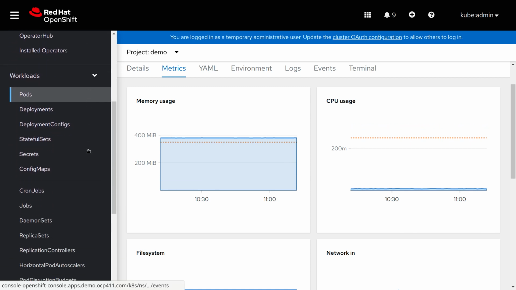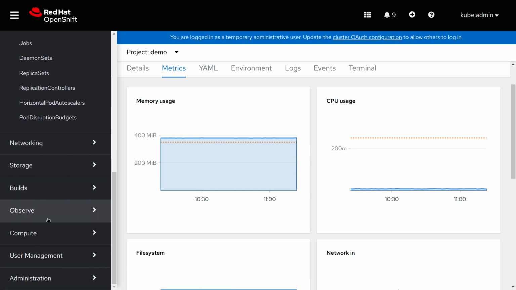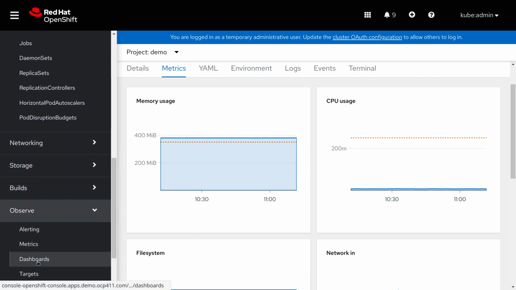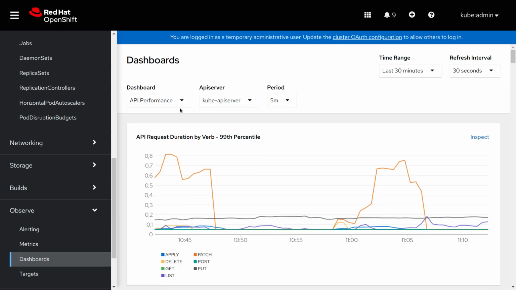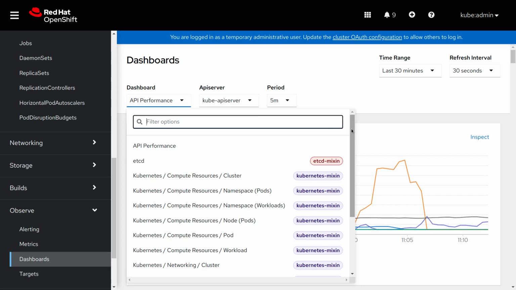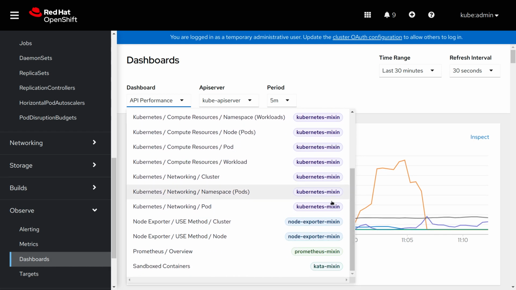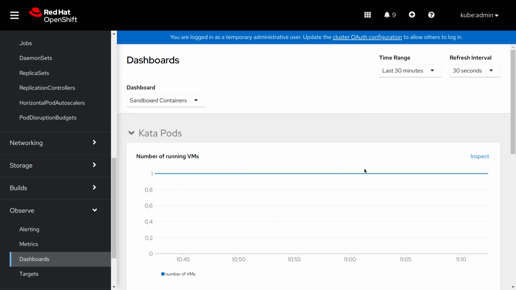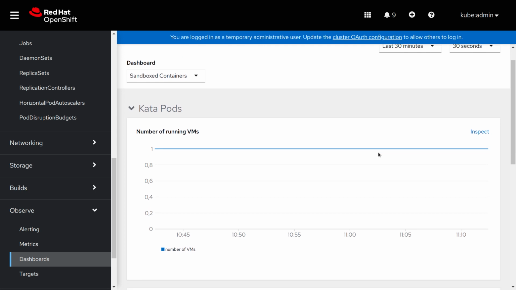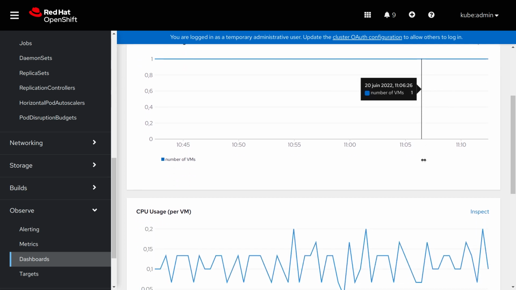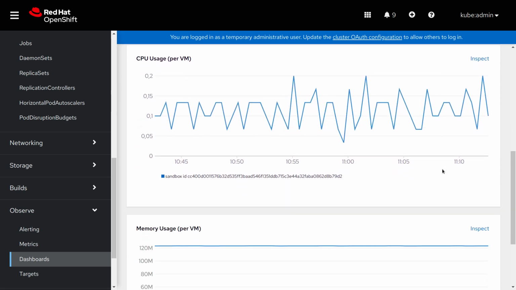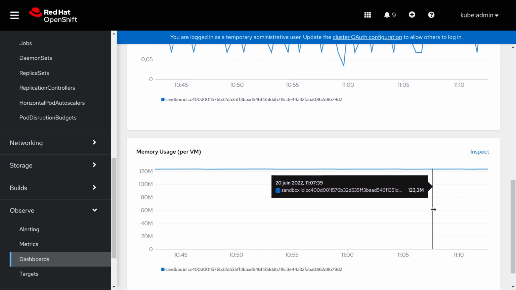In order to see them, you can move to the Observe Dashboards section. And from there, you will find a new dashboard has been added at the bottom called Sandbox Containers. This dashboard is very simple. It provides a view of how many Sandbox containers are running on the system, along with how much CPU and memory their VMs are using.